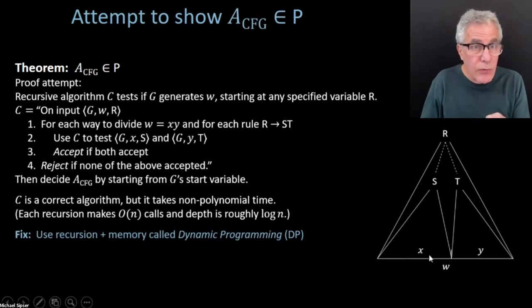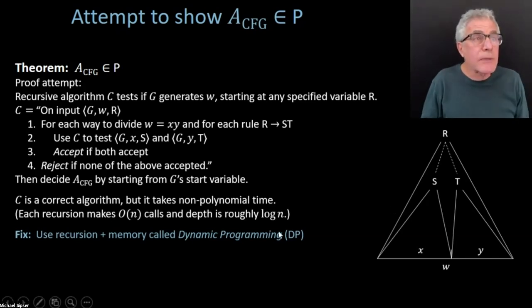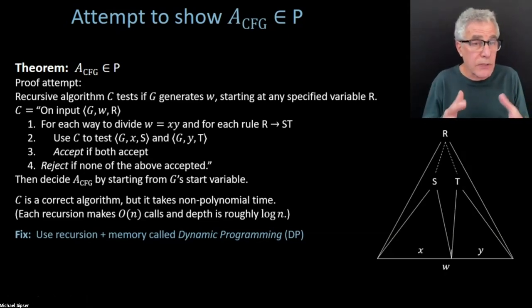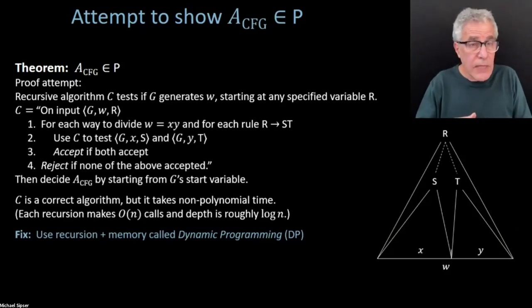I'm always going to be generating in a subproblem here some substring of W from some starting variable in the grammar. So because there aren't that many different substrings and not that many different starting variables, the total number of possible problems that this algorithm is going to be called on to solve is in total a polynomial number of different subproblems. There aren't very many of them. There's only something like order n squared. So if the algorithm is running for exponentially long time, it's solving the same subproblem over and over again. That's dumb.